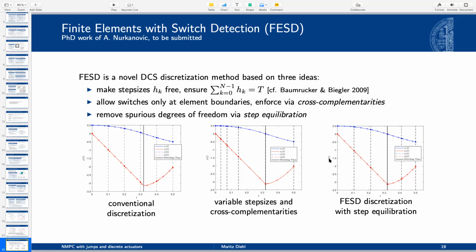So that was something we usually fixed, right? But now the step size of each integration step is a free variable. But they need to add up to the total time, of course. We let the optimizer choose that.